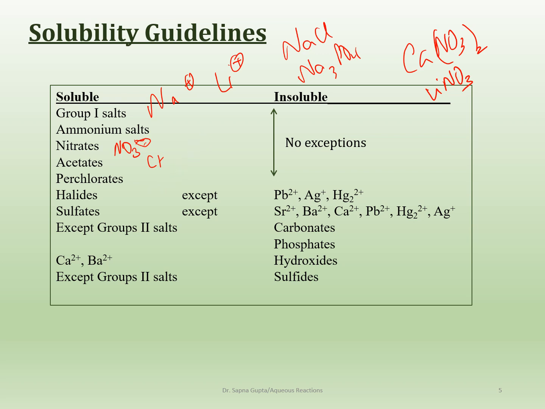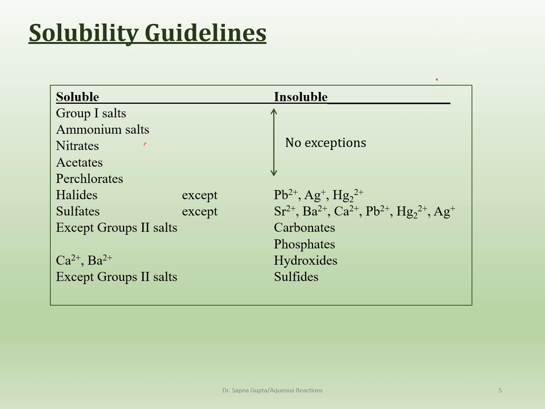So now, what are the things with exceptions? Or let's look at what other things I have written here. Let me erase this in case I need some space to write some more. So then let's look at the halides. Okay, halides are what? Halides are group number 7. Okay, so whether it's fluoride, chloride, bromide, iodide, any of those. Halides are all soluble except lead, silver, and mercury.